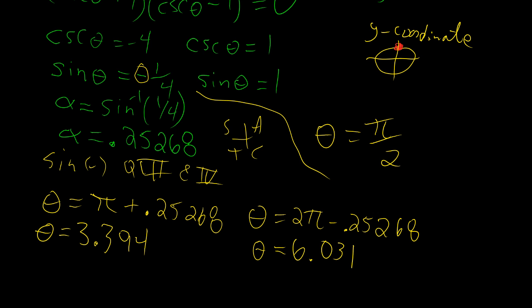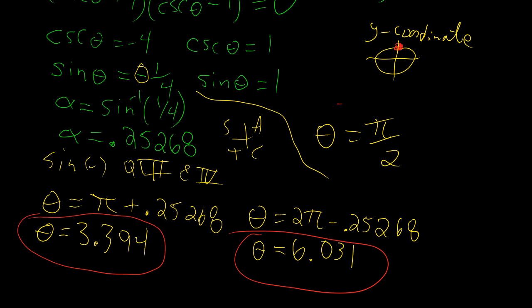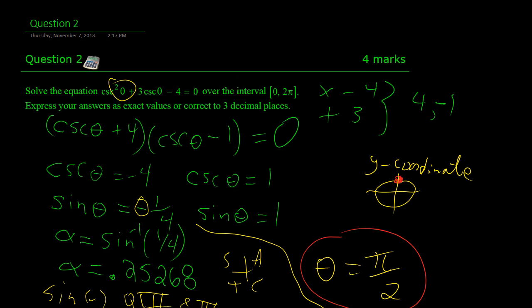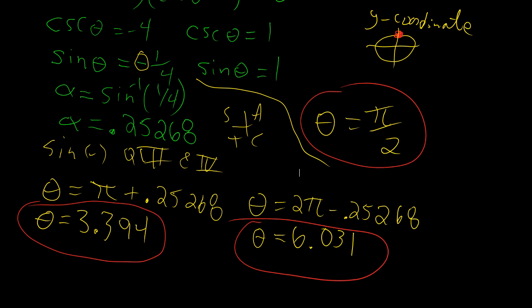So those are our 3 solutions for this problem. Solution 1, solution 2, and solution 3. I'm just going to double check and make sure they don't want a general solution. The original question said 0 to 2 pi, so we are doing fine. All right, so again, here are my 3 solutions.